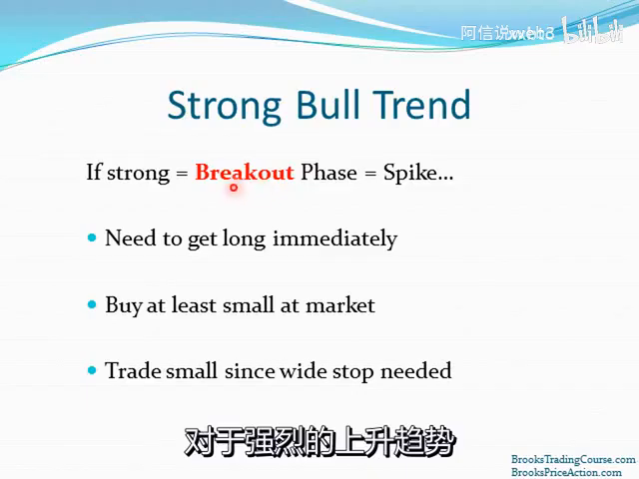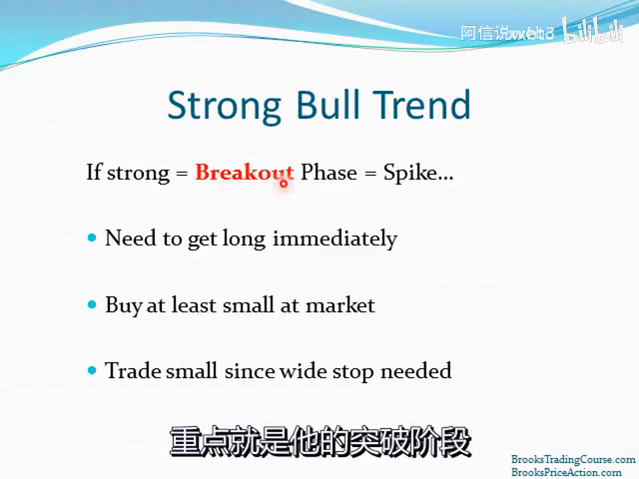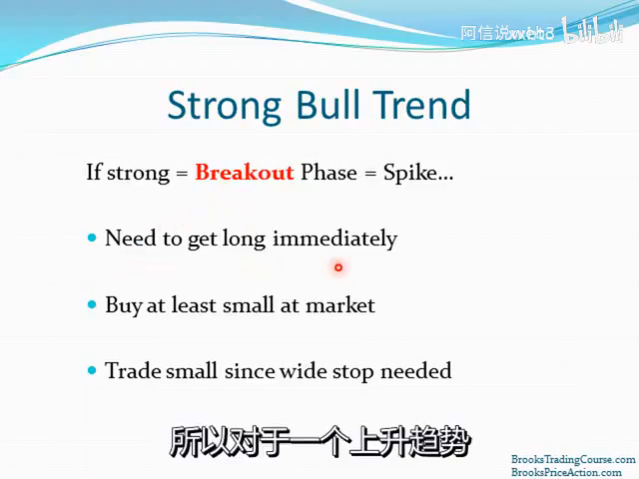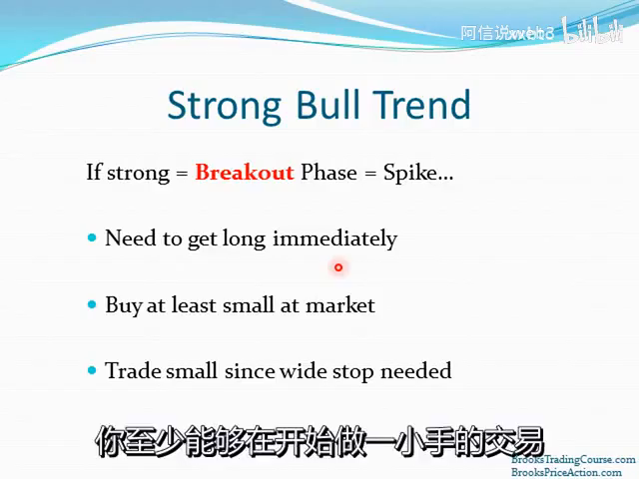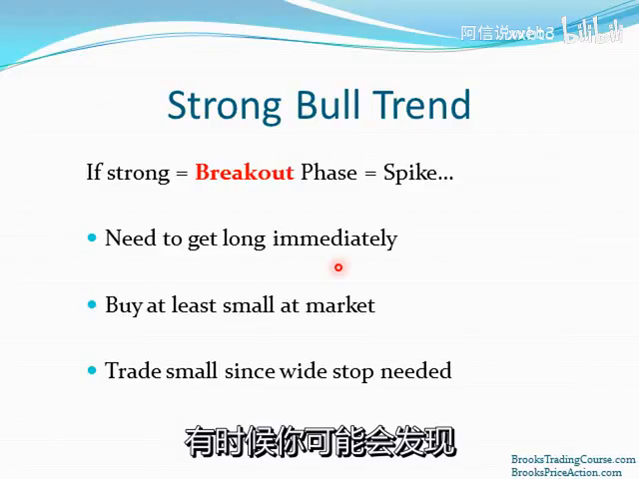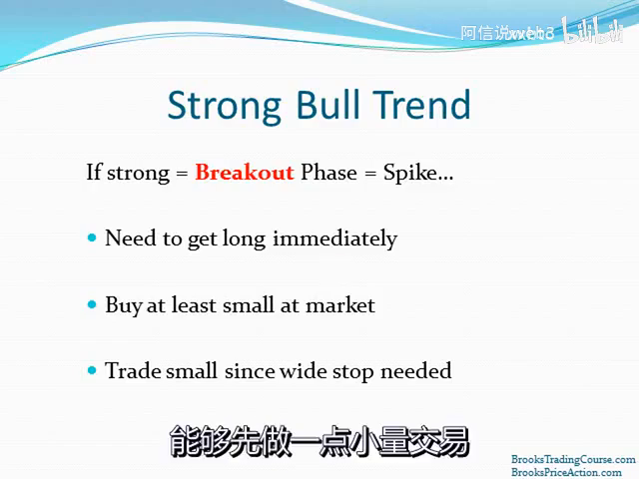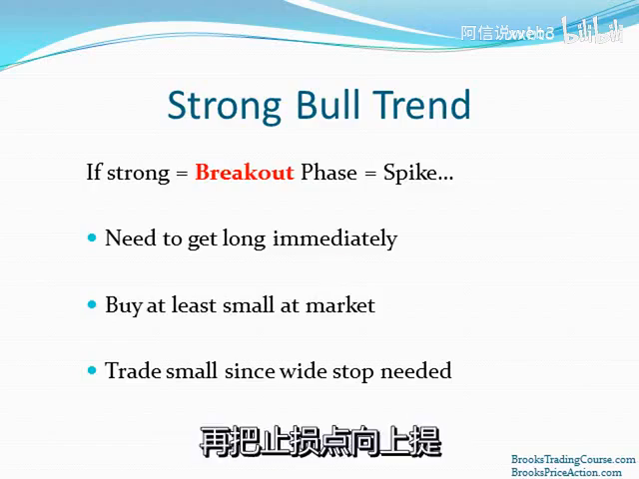In a strong bull trend, that's the breakout phase. I also call it a spike. You need to get long immediately. In general, if it's a bull trend, you should buy at least a small position at the market. A lot of times you look at it and you say, wait a minute, the spike is so big, my stop has to be far, far away. That's right, that's where your stop has to be. But the reward is so large that it's worth it to take at least a small position and use the wide stop.